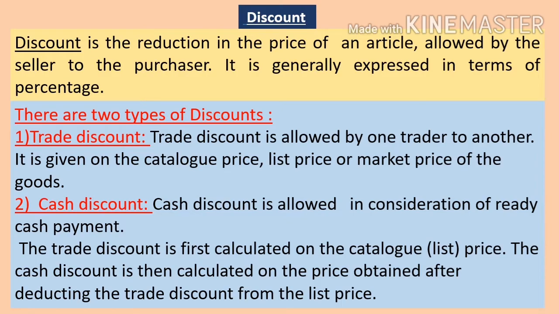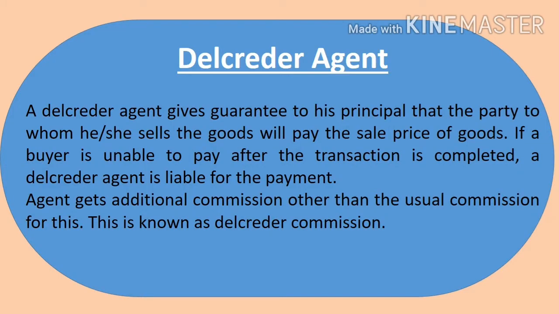Then there is one more term we come across, and that is del credere agent. Now what is a del credere agent? The del credere agent gives you the guarantee that the buyer will pay the price of the goods. That means if the buyer is not able to pay the price of the goods after the transaction is completed, the del credere agent is liable for the payment. For that, we need to pay him some extra commission. That is called the del credere commission. Fine. So now let's move to the whiteboard to solve exercise 1.1.